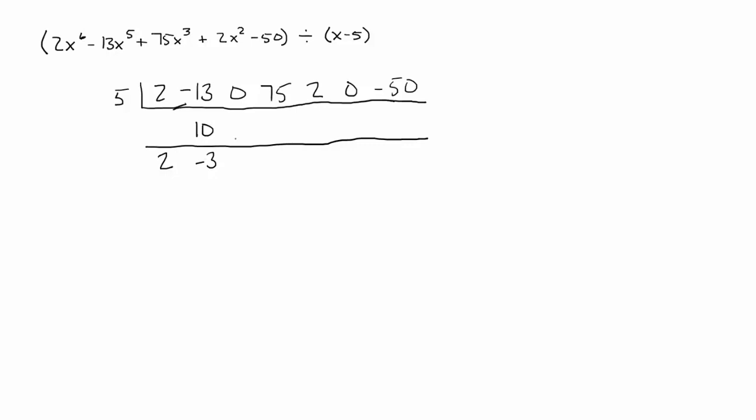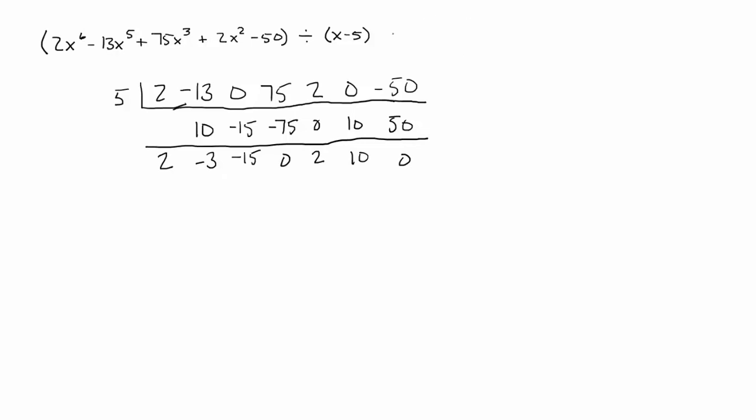5 times negative 3 is negative 15. Plus 0 is negative 15. 5 times negative 15 is negative 75. Plus 75 is 0. 5 times 0 is 0. Plus 2 is 2. 5 times 2 is 10. And plus 0 is 10. And 5 times 10 is 50. Minus 50 is 0. So you can see we have a remainder of 0.